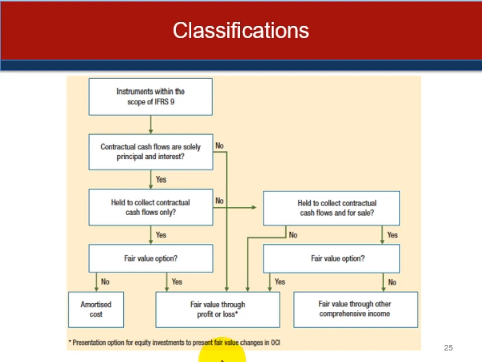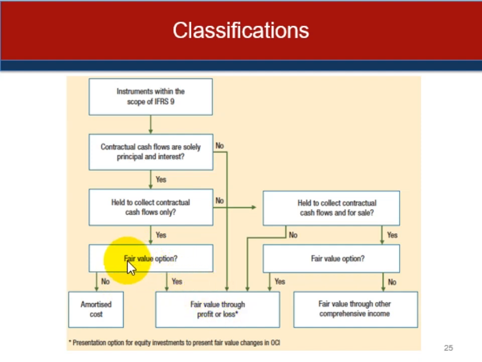So, looking at the flowchart given here, we start by looking at the instruments which are within the scope of IFRS 9, and then we ask the question, are contractual cash flows solely principal and interest? If so, it's a debt security. So it follows this one. Is it held to collect contractual cash flows only, which means that they're basically holding it to maturity? If yes, then they have to choose the fair value option. If they want to take the fair value option, it falls this way.